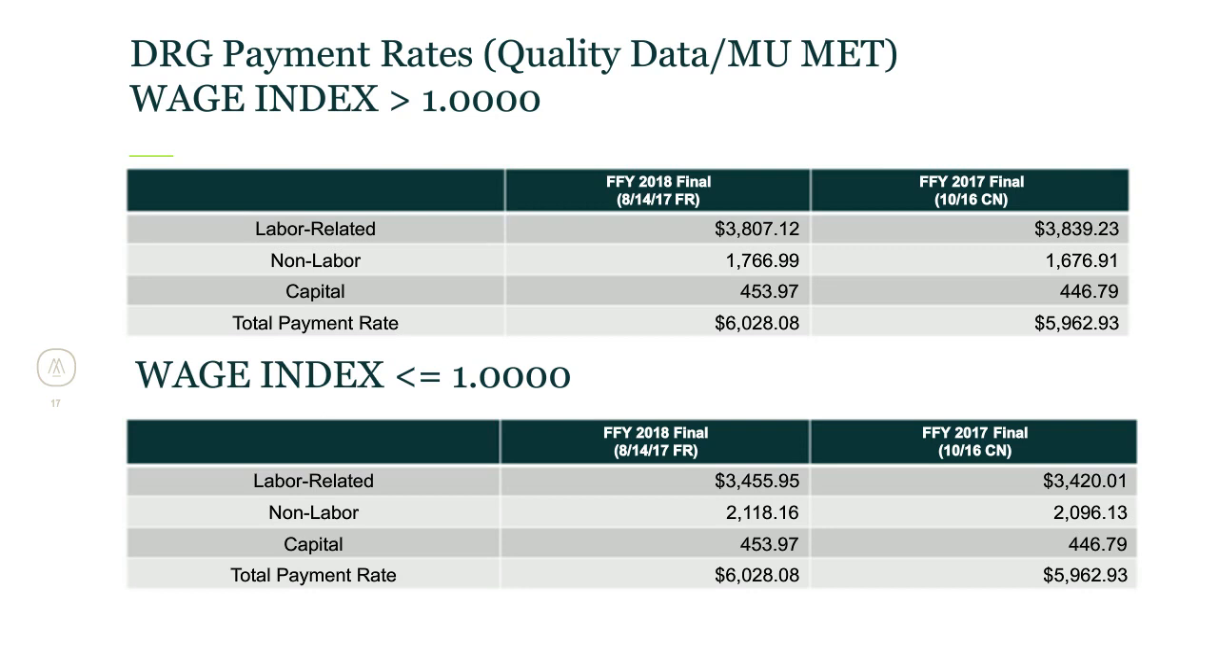effect on October 1st. So starting with the base payment rate for DRGs, we have two sections here on this slide. The payment rates for those folks whose wage index is greater than 1.0 and those that is less than 1.0. You don't see CBSAs with wage indices less than 1 very often, but they do exist. But as you can see from the table, the base payment rate for either scenario is the same. It's the distribution of the labor-related versus non that changes between the two scenarios.